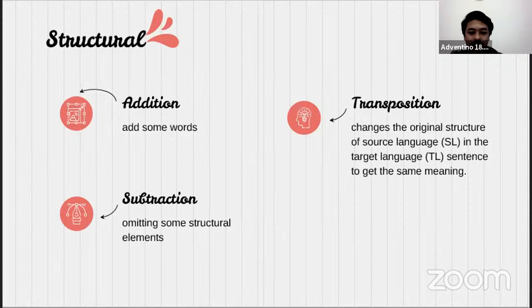Okay. First, the structural. There are three types of structural strategies. The first is addition. This is the strategy used to add some words to the target text because the source text needs some words to be accepted. And then subtraction. Subtraction is omitting some structural elements in the target language. And the third is transposition. Here the translator changed the original structure of the source language sentence into the target language sentence to get the same meaning.